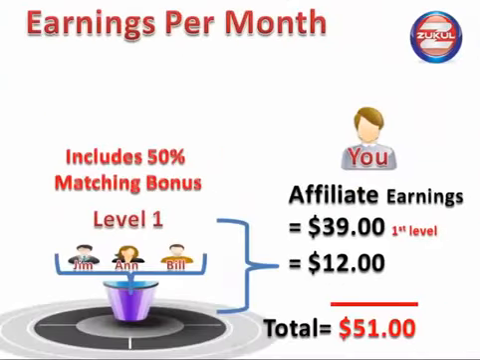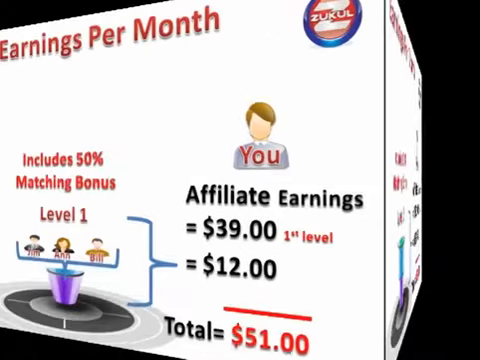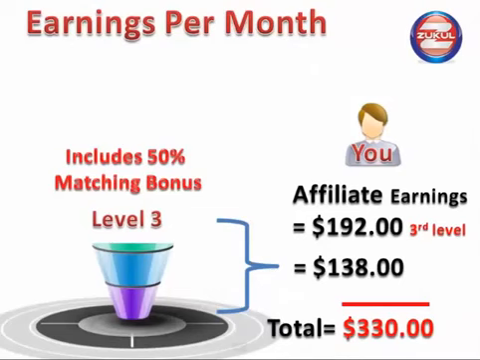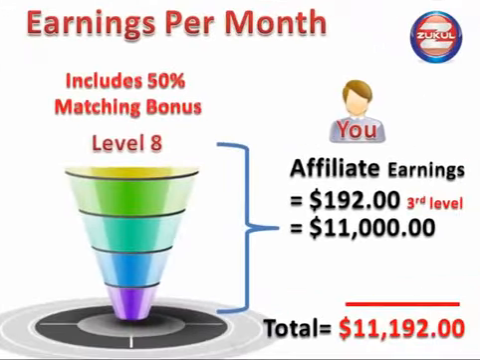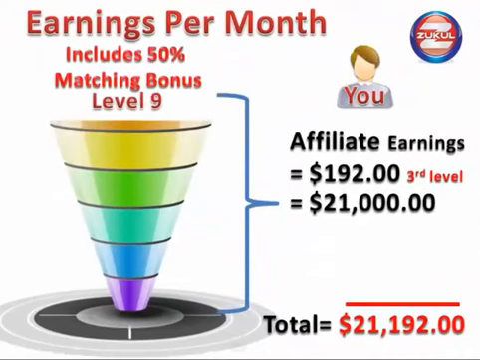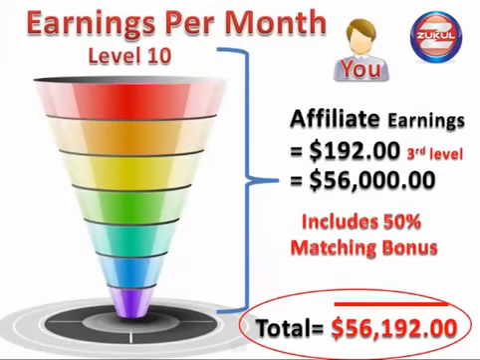So as we go through this funnel, I'm not going to show you every single level, but I just want to show you as your funnel starts to build, as more and more people come into the business, as your affiliates invite people and those people start to invite people. So as we jump up to level 3, you can see that your total earnings is well over $300, and this is paid to you every single month. And then level 6, it jumps up to nearly $1,900. There's $11,000 there at just level 8, and level 9, $21,000. And then when you get to the top and your funnel is completely full, over $56,000.